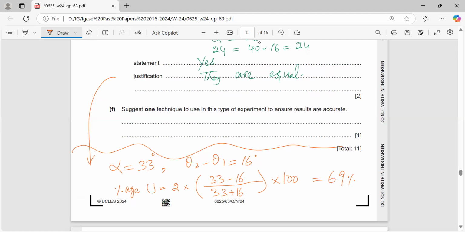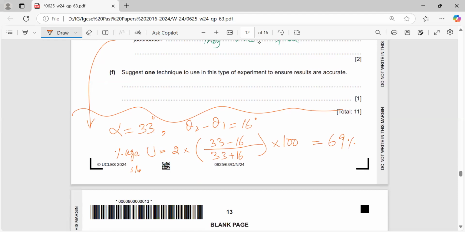It means your result is only 30% accurate. So what were we going to write in the statement in that case? In the statement we were going to write no, and the justification: outside the limit of experimental accuracy. Outside the limit of experimental accuracy.